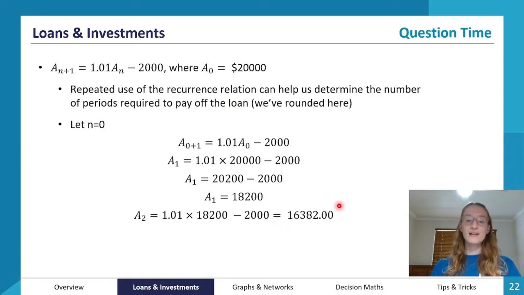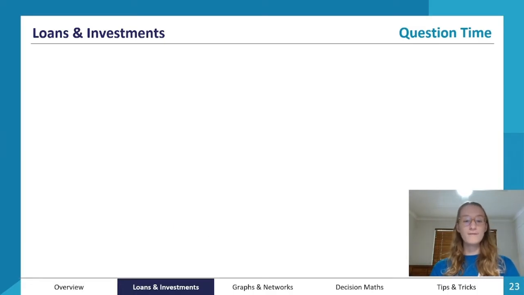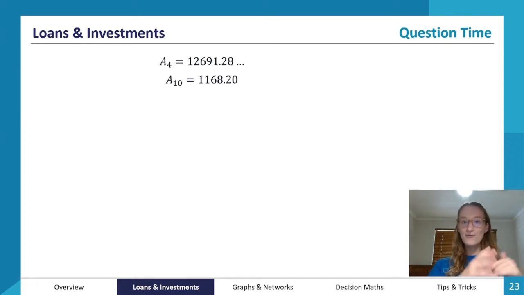And then that will bring us down to a value of $16,382. And then we're going to do the same. So after 3 months, there's $14,545 left owing on our loan. And then as we continue after 4 months, we've worked out all the way to 10 months, but we've just skipped over the working out. So after 5 months, 6 months, 7 months, 8 months, and now we're up to 10 months.